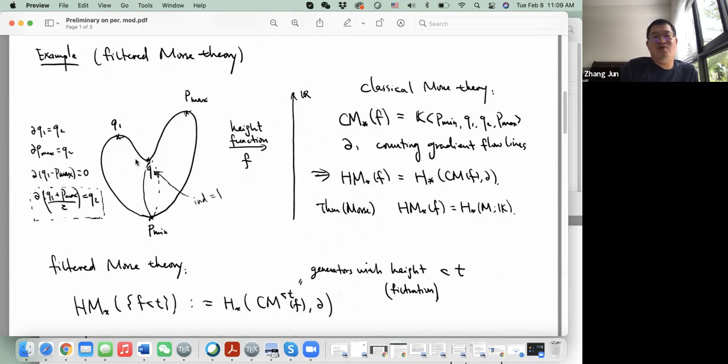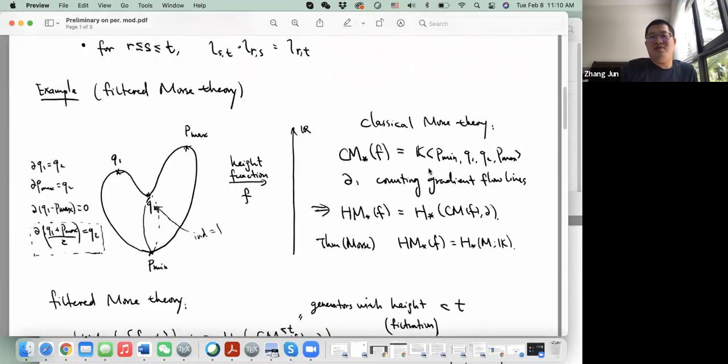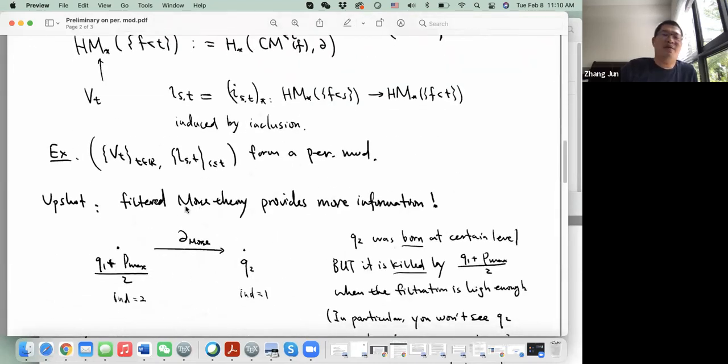Because when you go to Q2, you will have only Q2, and there's nothing else. Q2 is there, until at some moment you'll notice that Q1 plus P max over 2 kills Q2. So this means that Q2 was born at some certain level, and it persists for a certain amount of time until it hits another critical point that kills it. This actually gives you something that you will not see from the classic homology. This is called a homologically non-essential generator, and all the things you can see from the classic homology or Morse theory are homologically essential generators. So this is one of the benefits you get from this filtered version of Morse theory.